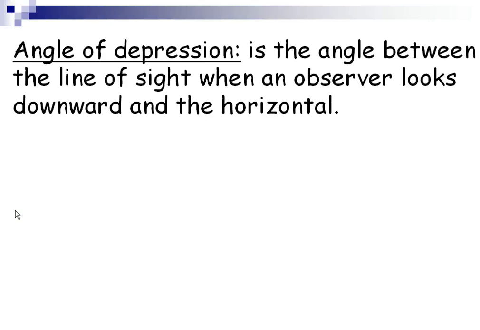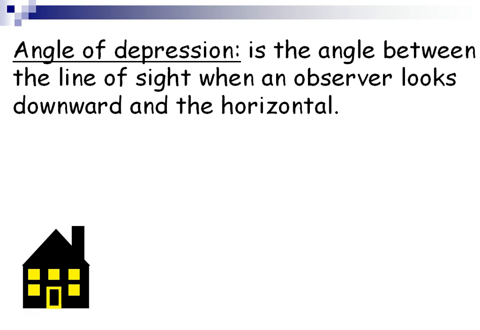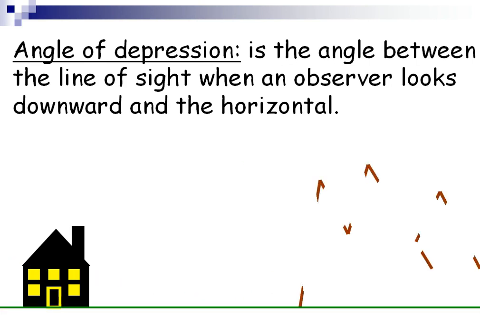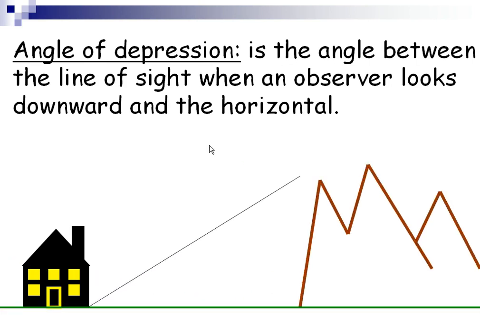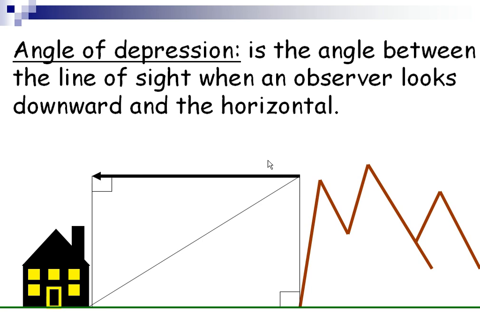Angle of depression is the angle between the line of sight and the horizontal when an observer looks downward. So back to our original illustration. Let's say an observer is on top of the mountain and he's looking down at the house. Then that forms our angle of depression right here. The angle from the horizontal on top looking down to the line of sight.